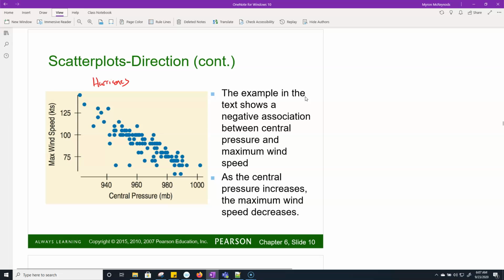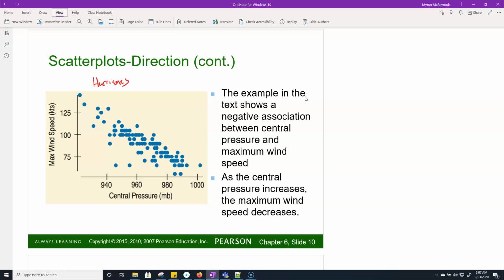And as central pressure increases, the maximum wind speed decreases. This is a negative association. So it starts to go down as the pressure goes up. I don't know if you ever remember about hurricanes. They always have the pressure listed in millibars right here.